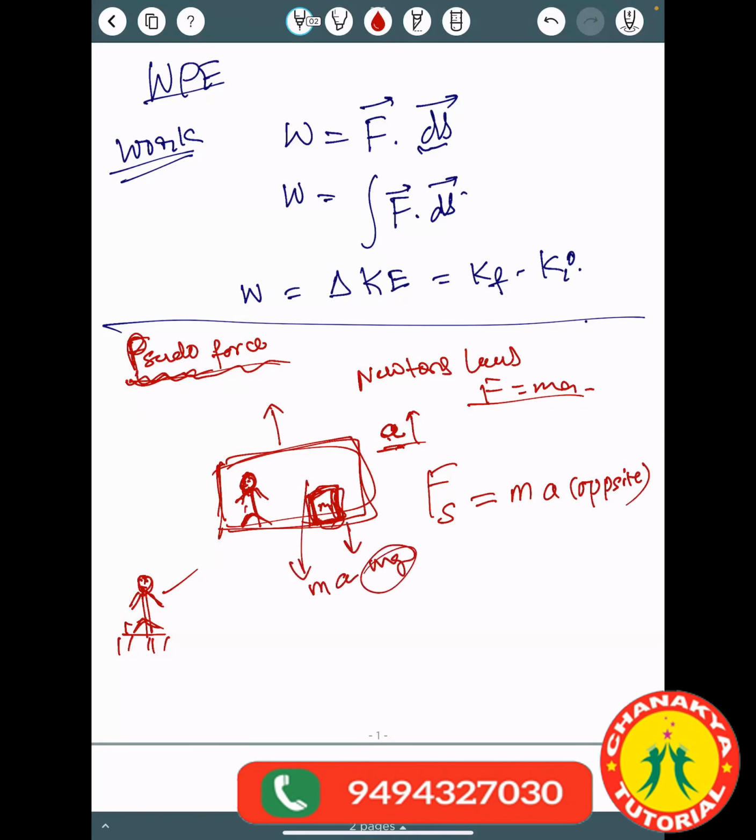Now you have to say that this block is having an acceleration of a plus g, okay? And if the lift is going down, then you have to say that the block is moving with acceleration of a minus g, okay? If it is moving up, then you have to add. If it is moving down, you have to subtract. Okay, guys?